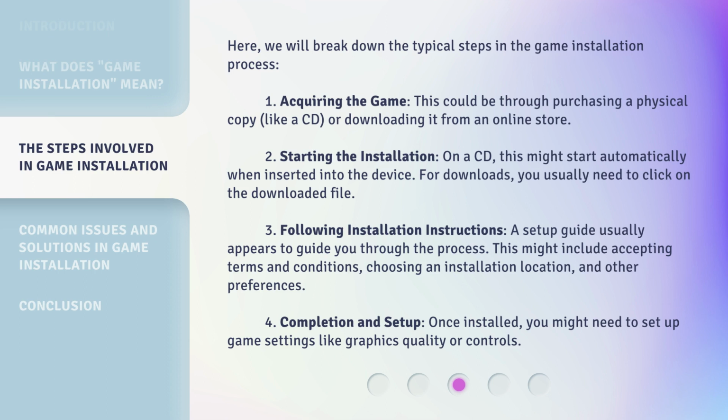3. Following installation instructions. A setup guide usually appears to guide you through the process. This might include accepting terms and conditions, choosing an installation location, and other preferences. 4. Completion and setup. Once installed, you might need to set up game settings like graphics quality or controls.